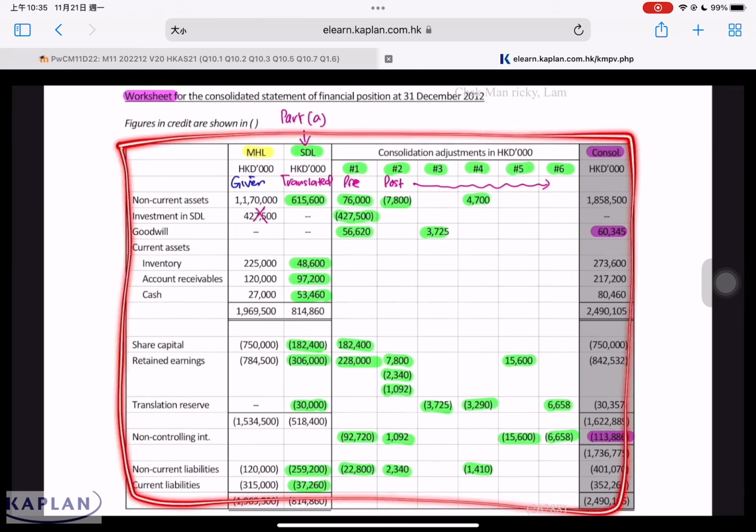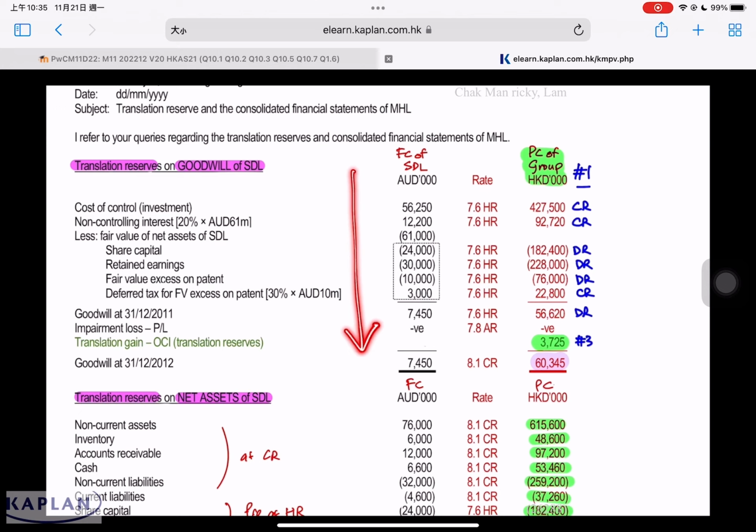So for this answer, in order for us to do the worksheet, you must have a set of workings. This is the working that you should produce. You can think about the usual workings that we use so far when you do consolidations. Can I demonstrate to you?